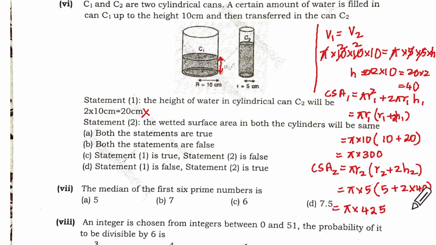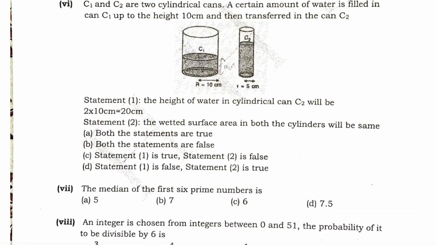What are they saying? Wetted surface areas will be the same, is again wrong, because this will be 300 pi and this is 425 pi. Correct? So both are false. All this mehnat for nothing actually.